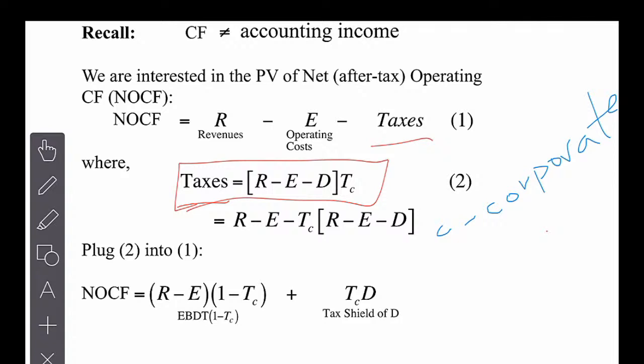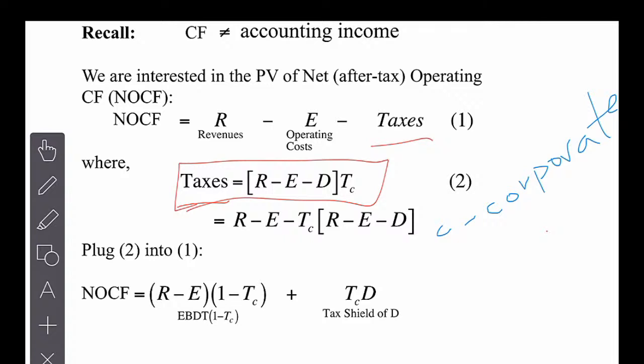Now I'm going to group together items to get my final statement. In each year we have to do this. We have to calculate net operating cash flows for each year. That's what's going to give us our projected cash flows for our capital budgeting, for our case. Okay, so now what are we going to do?